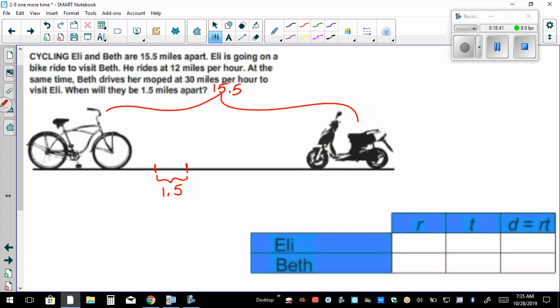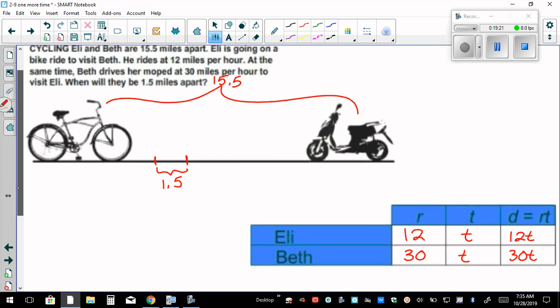So let's look at this table down here. It says Eli is traveling at 12 miles per hour, so his rate is 12 miles per hour right there. The time, we don't know. We'll call it T. That's what we're trying to find out. The distance equals rate times time, so if you multiply R and T, this is going to be 12T. Same thing for Beth. Her rate is 30 miles an hour on the moped, quite a bit faster. We don't know her time, and if you multiply 30 times T, you get 30T.